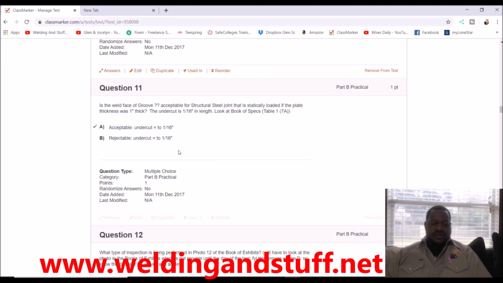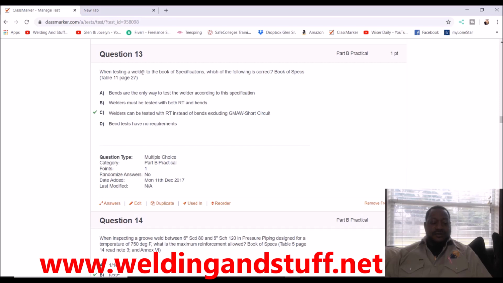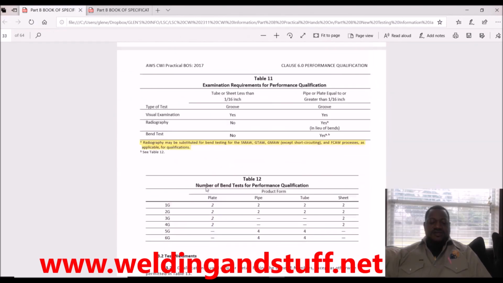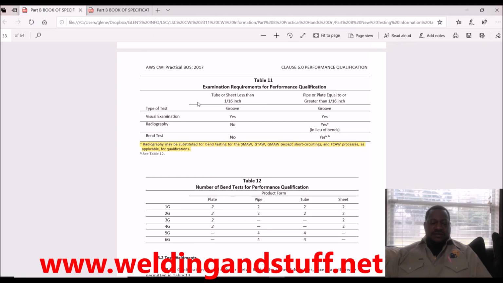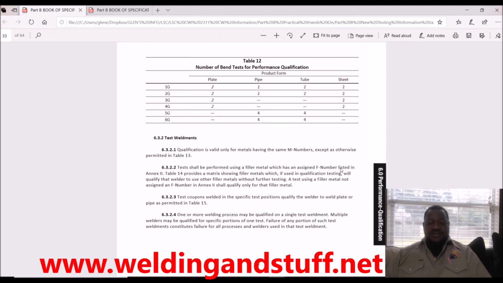So let's do one more question. We'll go to question number 13. When testing a welder to the book of specifications, which of the following is correct? So we're doing a welder. You see, they say welder. We call it a welder's qualification, but now they call it a performance qualification. So we're going to go to page 27, table 11. If we scroll down to page 27, table 11, right here, if you look over to the side, there's a little tab that says performance qualification. So they say the welder's qualification. Remember I told you the performance qualification is the same thing as a welder's qualification.